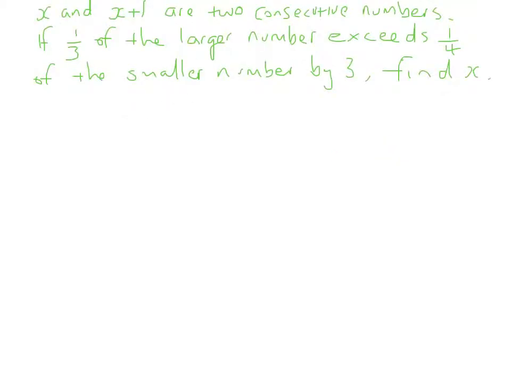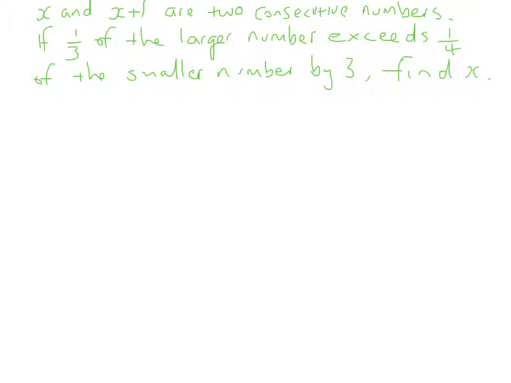Now, the next question we have, I've written it up there. You might need to read this a couple of times when you first encounter it. x and x plus 1 are two consecutive numbers. That's the first statement. So we have two numbers that are consecutive, one after the other, so we've got x and the next one is one bigger, so we call that x plus 1. Now, if a third of the larger number exceeds a quarter of the smaller number by 3, find the value of x. We need to set that up.